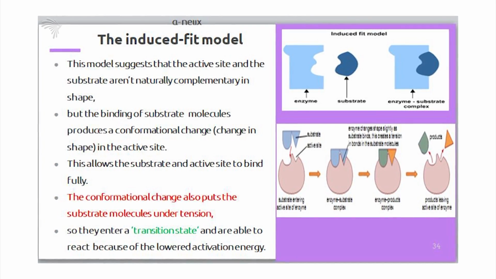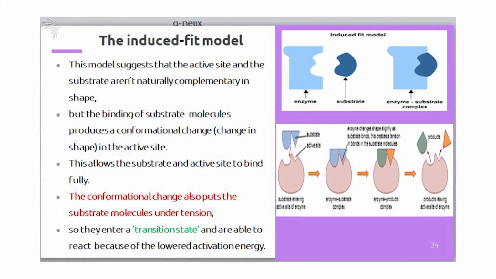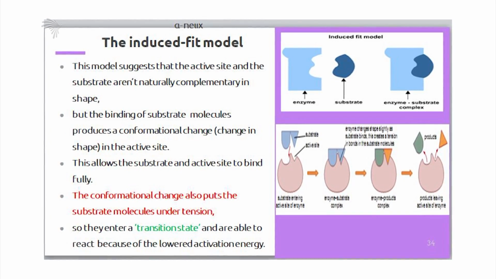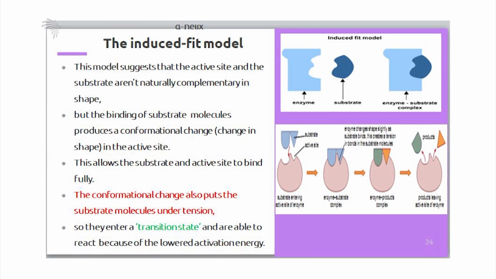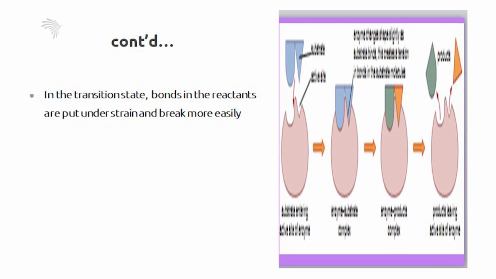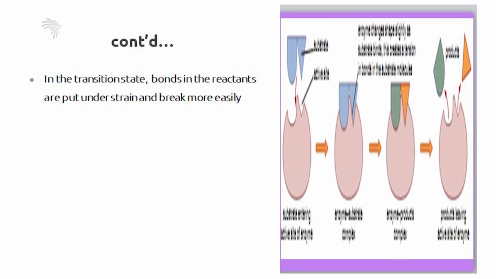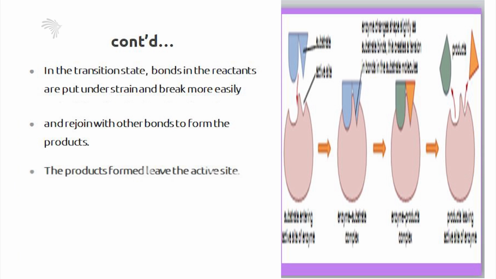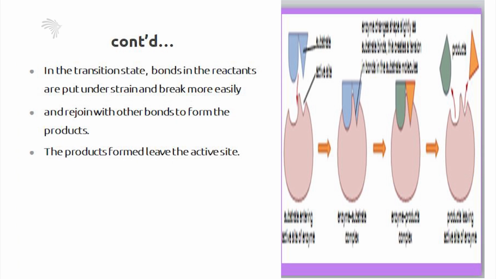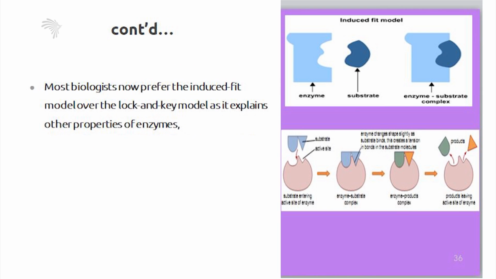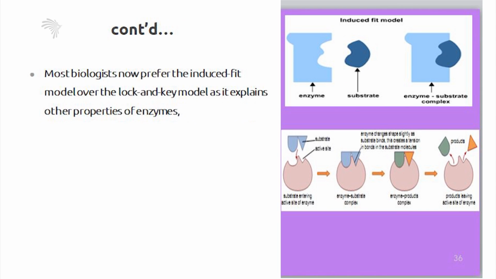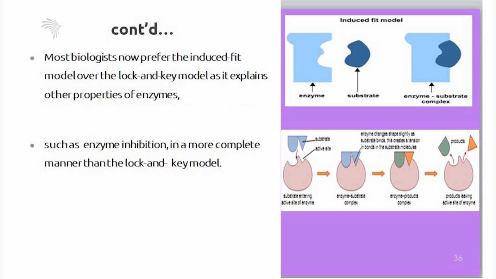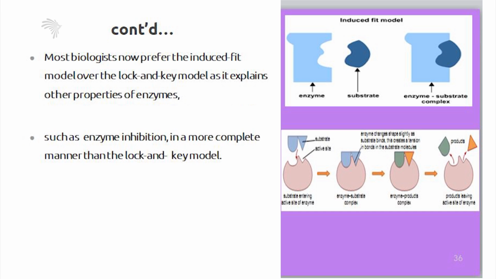The conformational change also puts the substrate molecule under tension. So they enter a transition state and are able to react because of the lower activation energy. In the transition state, bonds in the reactant are put under strain and break more easily, then rejoin with other bonds to form the products. The product formed leaves the active site, so the enzyme is utilized again. Most biologists now prefer the induced fit model over the lock and key model. It explains other properties of enzymes, such as enzyme inhibition, in a more complete manner than the lock and key model.